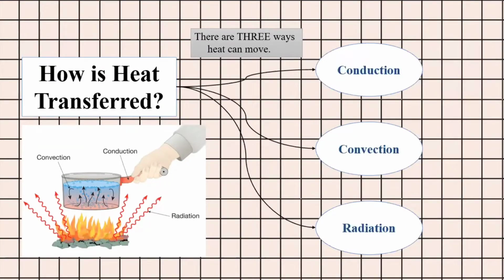How is heat transferred? There are three ways heat can move: conduction, convection, and radiation.